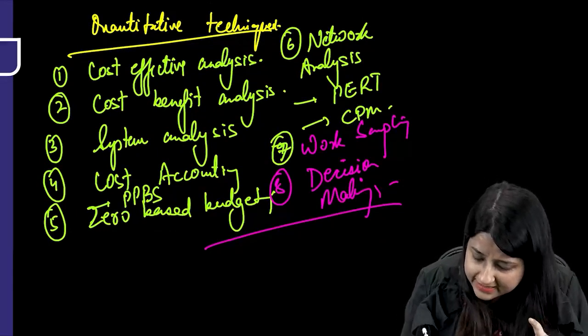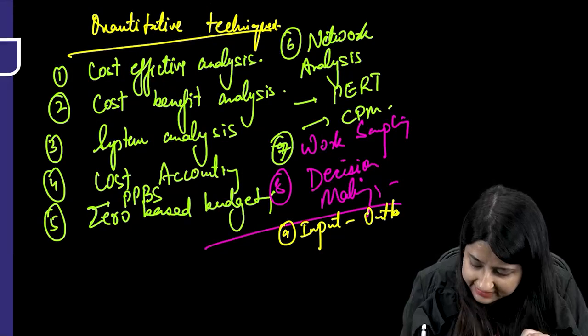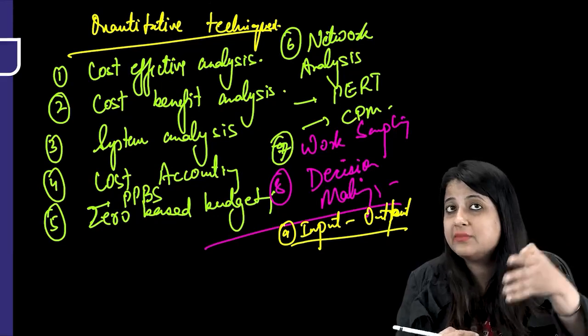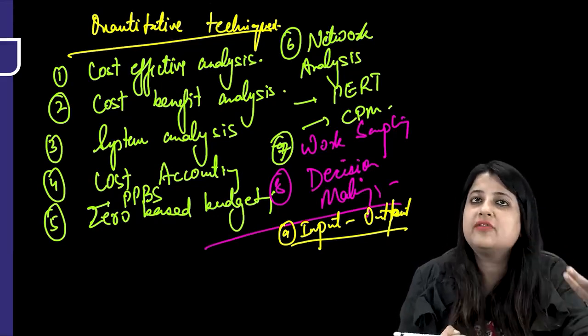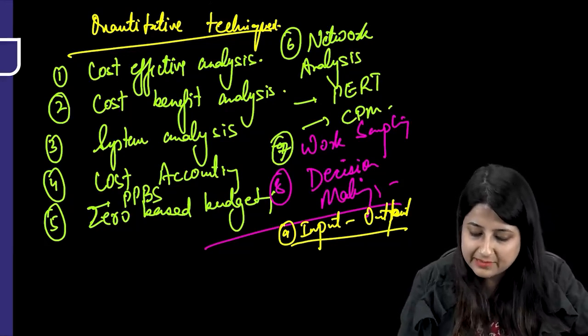Here there is one more method that I want to write, remember, input output, okay. Input output technique is also there, okay. In input output, input is in the form of manpower, money, material, and output is in the form of lives saved, everything is looked after. Okay. So that was about health planning management techniques.